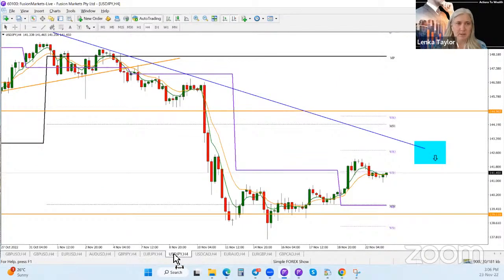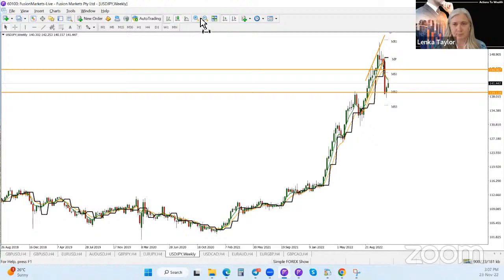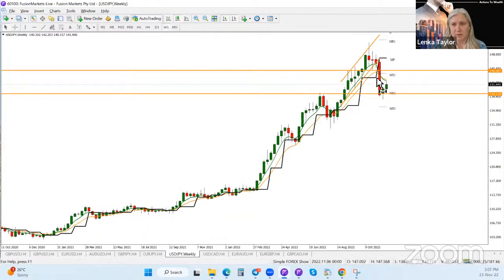Next currency pair is USDJPY, and in USDJPY, I'm looking for short. So where we are at the moment, we've had that big pullback, which now broke through multiple levels. So we've had a number of closes below the monthly pivot, and we're in that previous range.